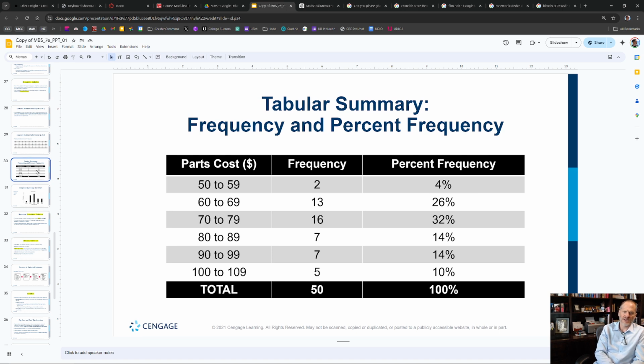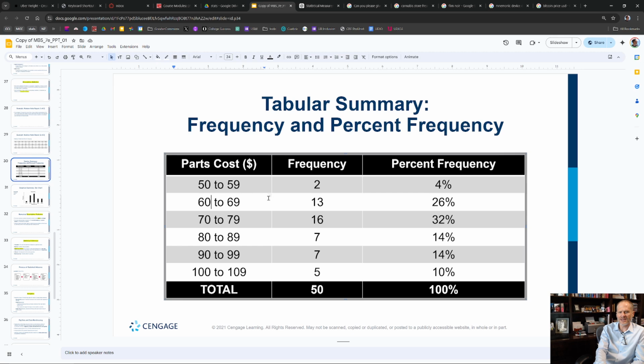And then here's a table summary of the frequency and percent frequency. So the cost in the 50 to 59 category, we had 2 instances of that. $60 to $69, 13 instances of that for parts. 16 instances of $70 to $79, 7 of this area, 7 of that area, and 5 of that area. And then the percent frequency of that. So 2 out of 50 is 4%. 13 out of 50 is 26%, right? Because that 13 out of 50 would be the same as 26 out of 100. So that's the percent frequency.